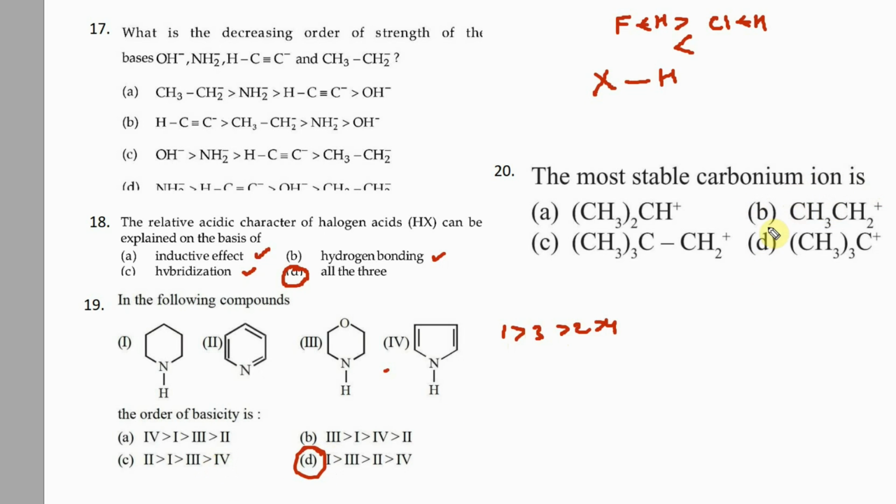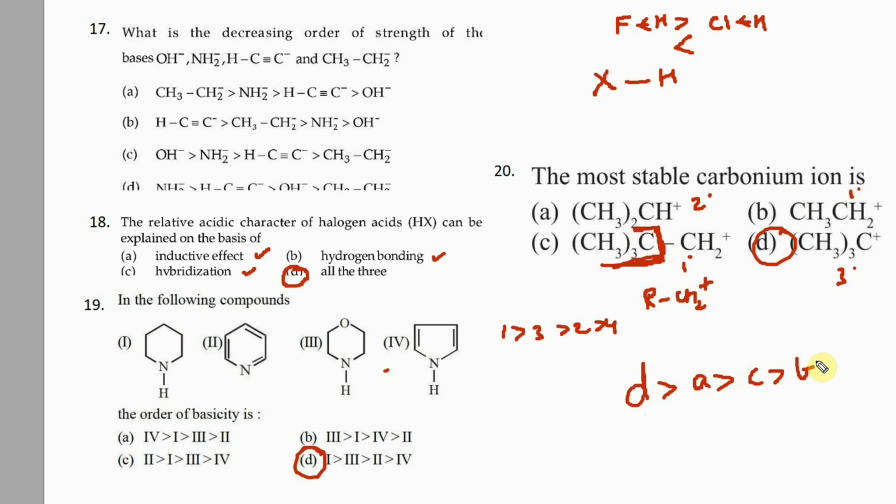The most stable carbonium ion. Here I have 3 degree. This is 1 degree. This is a little bit different from the previous example. This looks like 3 degree. No, this is RCH2 plus. This is 1 degree. This is 2 degree. This is 1 degree. So the most stable would be this. D greater than A. Between B and C, now this plays a role. This is a stronger plus I which is stabilizing it. C greater than B.